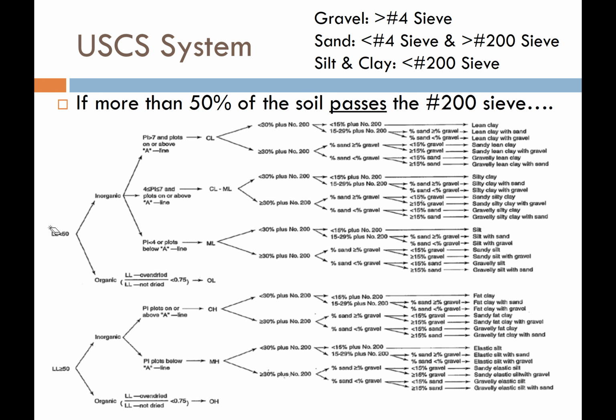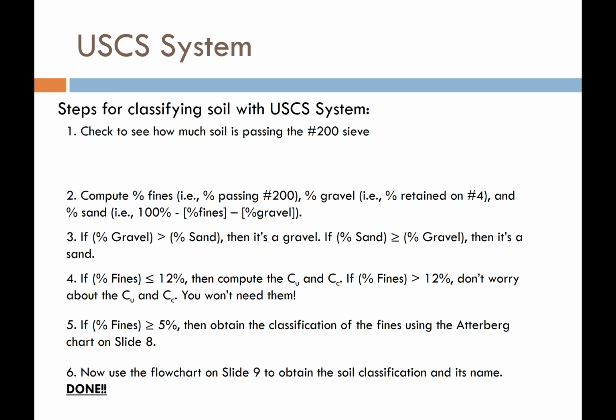And that's it, folks. Really all we're doing is using these flow charts. Here are the steps then for the Unified Soil Classification System. Step number 1, check to see how much of your soil is passing the 200 sieve.